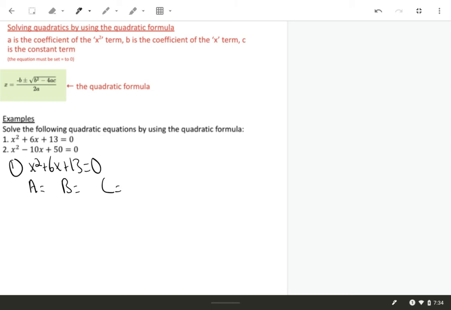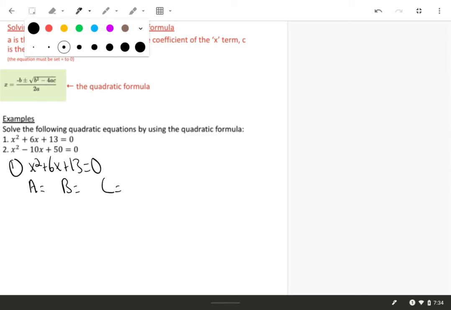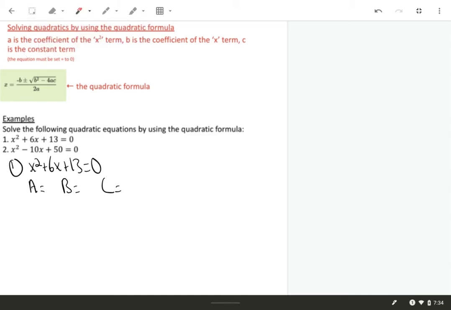So in this case, the coefficient of the x squared term is really an invisible 1 right here. So that means A is going to be 1. B is the coefficient of the x term. In this case, that's going to be 6. So B is 6. And C, the constant term, is 13. So when I plug into the formula up here, I'm going to plug in 1 for A, 6 for B, and 13 for C. So let's do that.